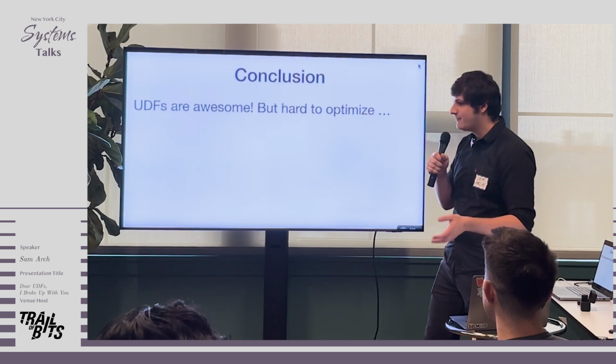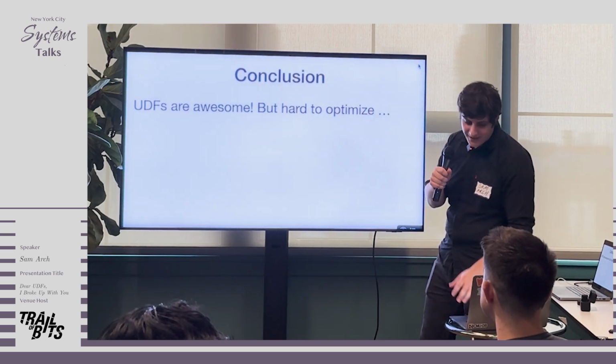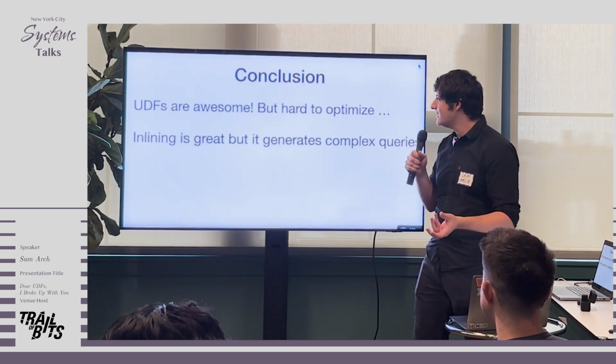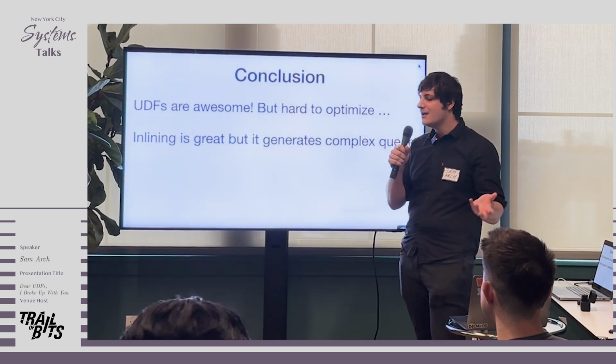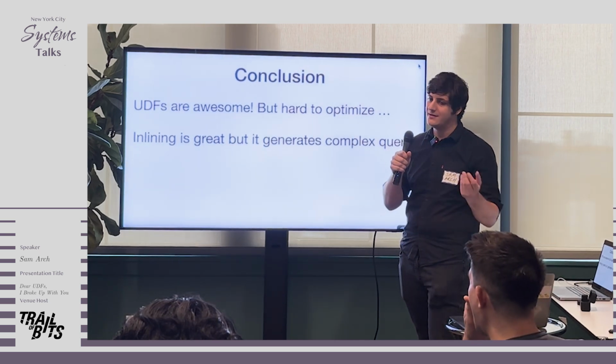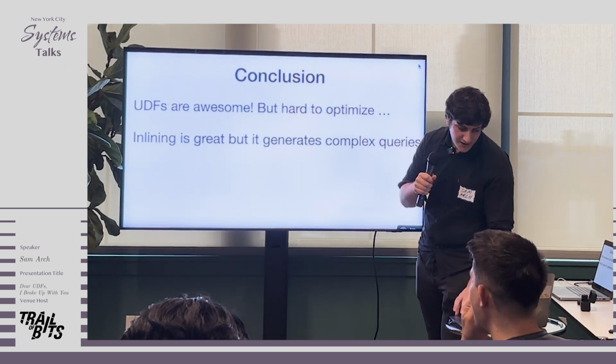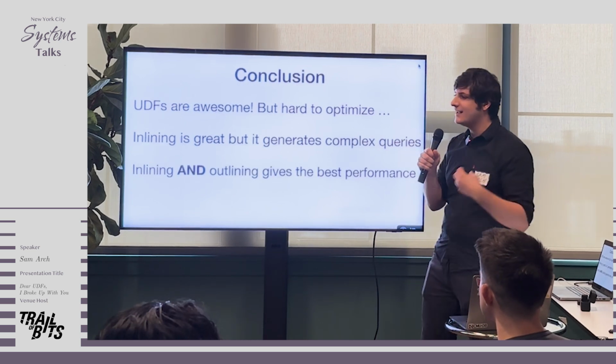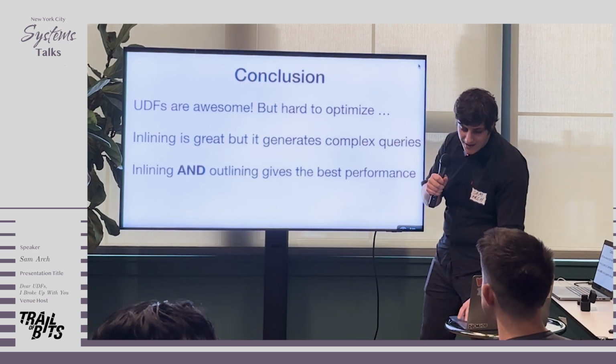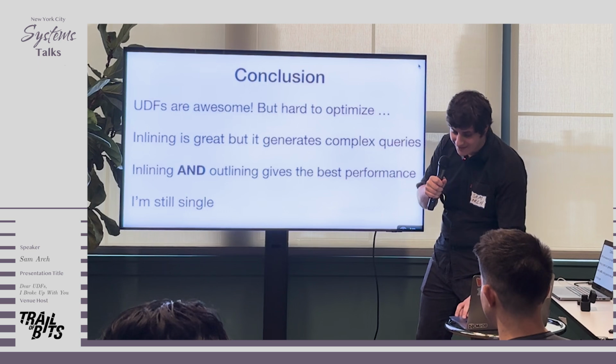So anyways, to conclude, UDFs are awesome, but hard to optimize. Inlining is this amazingly great technique, but because it's inlining the whole thing, it generates very complex queries that are just really hard to optimize. To get the best performance, you need inlining and outlining. And I'm still single. Thank you.